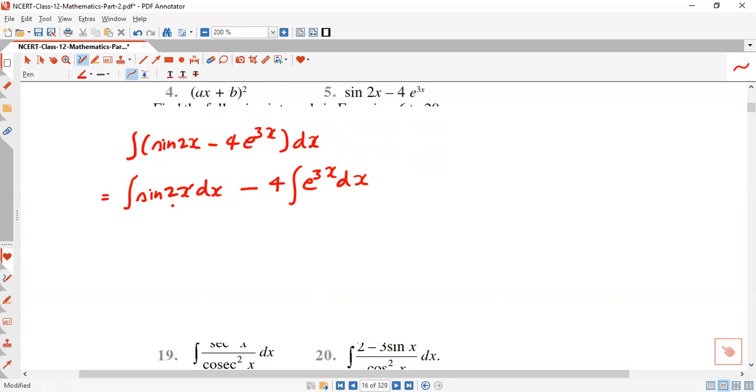Now, sine 2x are there. For the sine 2x, we know this integration comes out as negative cos 2x by 2 minus 4 into e raised to 3x, which comes out as e raised to 3x divided by 3, plus some constant c. This is the answer.